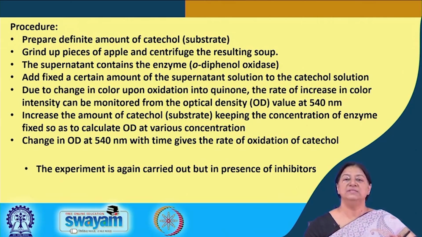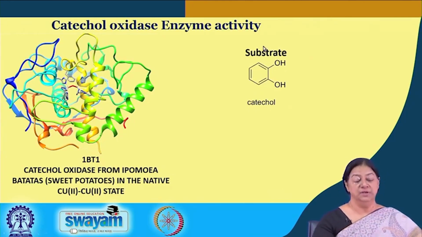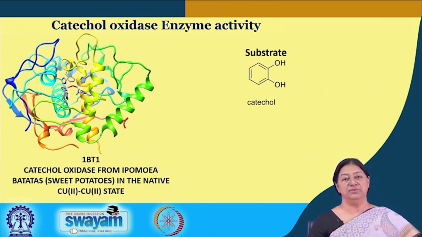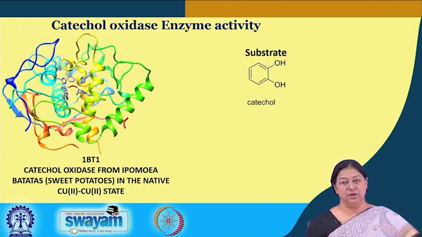But how is it going to occur in terms of inhibitors? We will see that. So, this is the enzyme and this is the substrate. So, this is where you will do the initial reaction. We will have the catechol oxidase, which we will get from the apple, and the catechol, which is going to be our substrate, and we are going to monitor it.